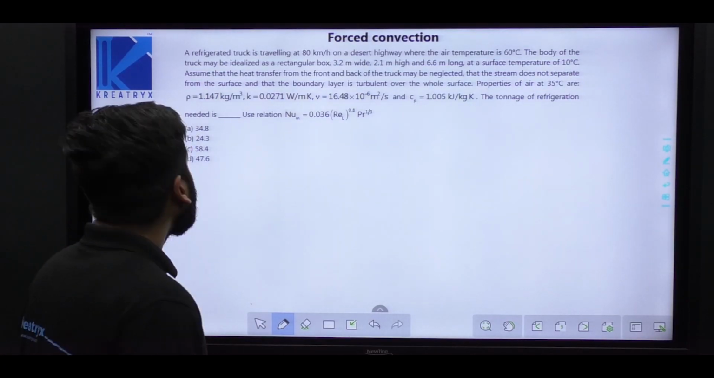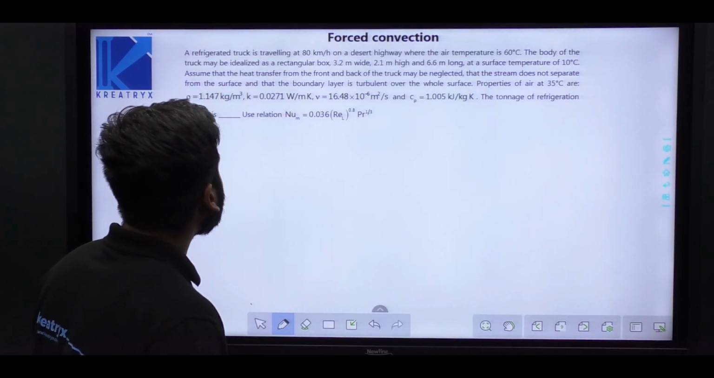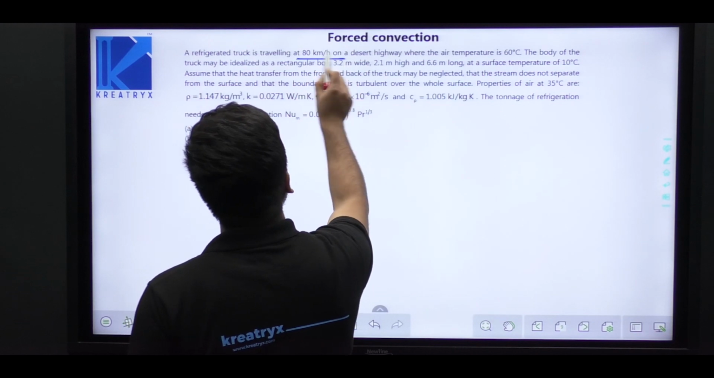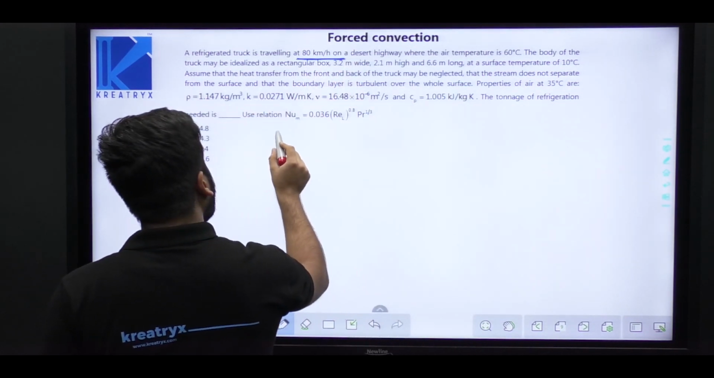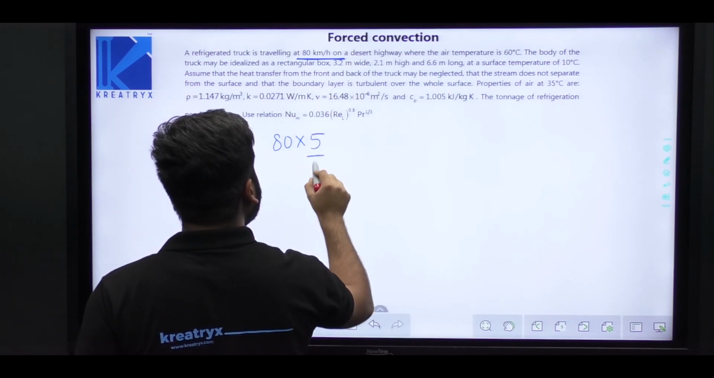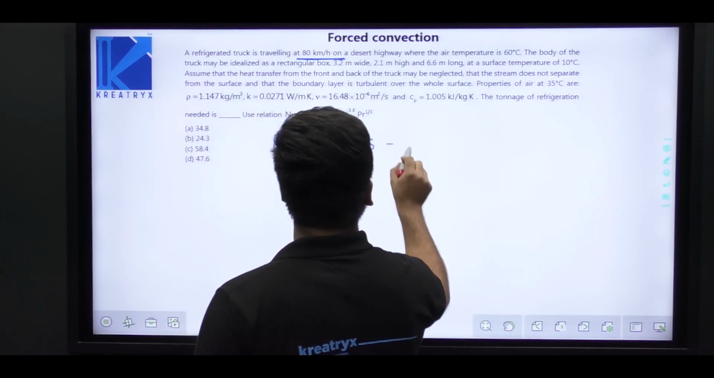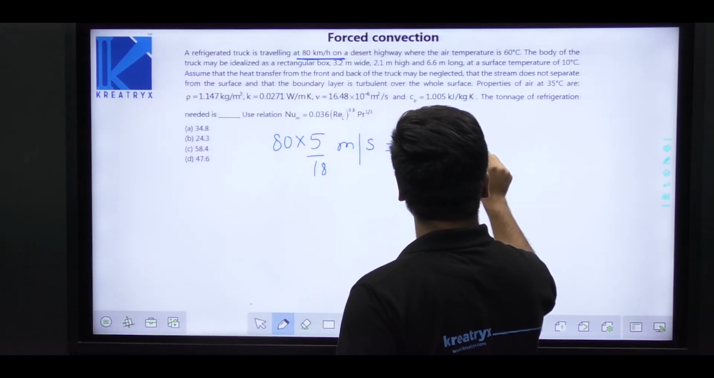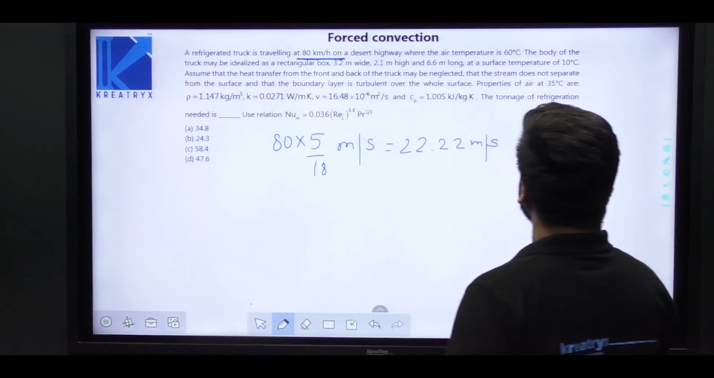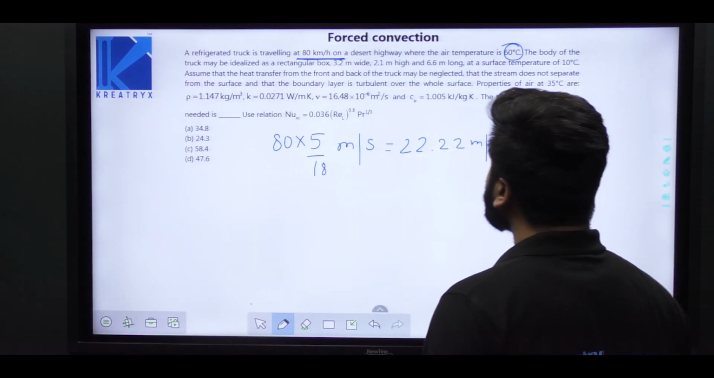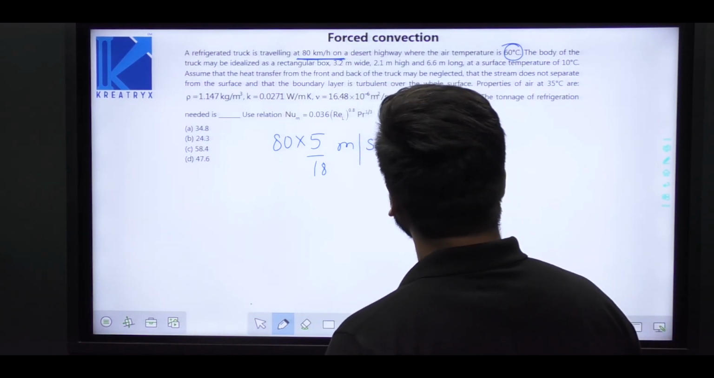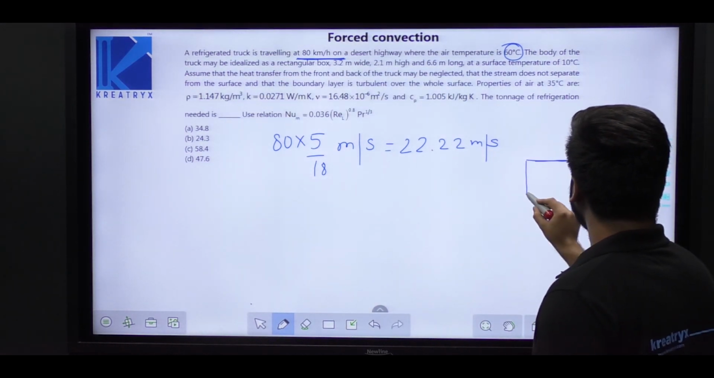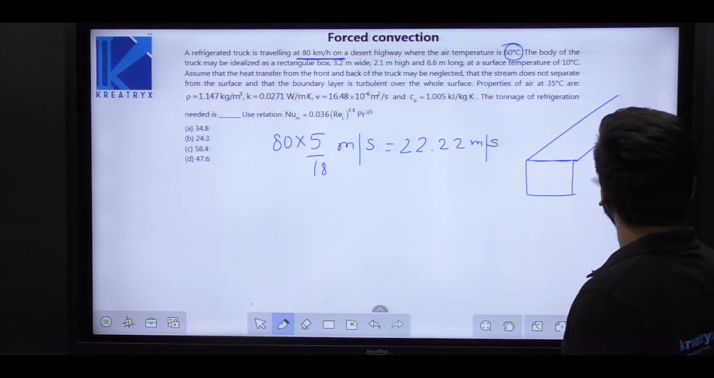So the next question is, a refrigerated truck is traveling at 80 kilometers per hour on a desert highway where the air temperature is 60 degrees Celsius. So this truck is moving at 80 kilometers per hour, that is 80 into 5 by 18 meter per second. Change it here only, which will be equal to 22.22 meter per second. The body of the truck may be idealized as a rectangular box that is 3.2 meter wide, 2.1 meter high. Somewhat like this.